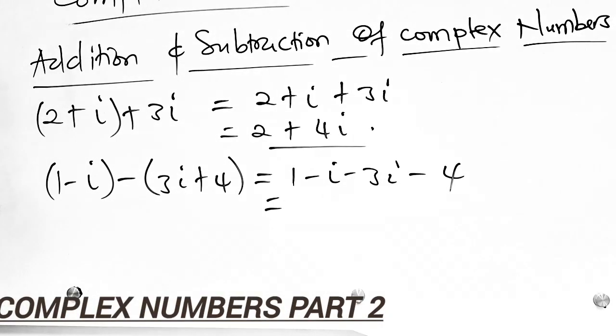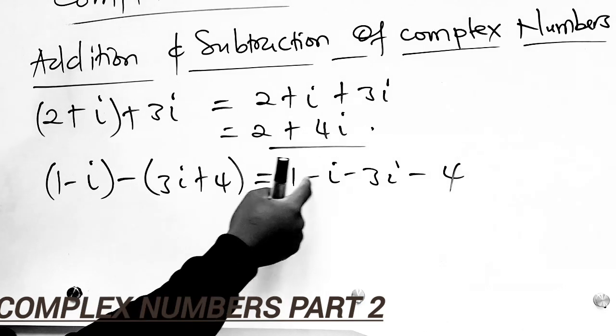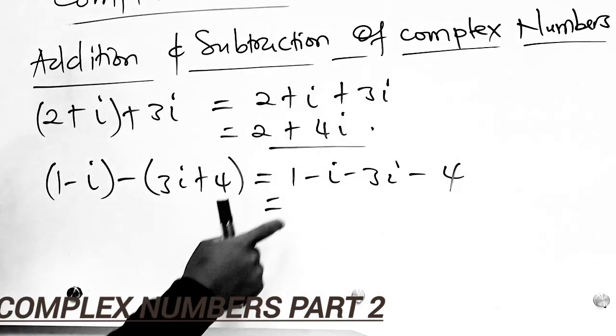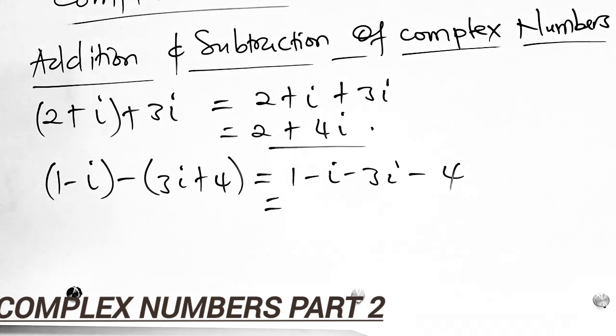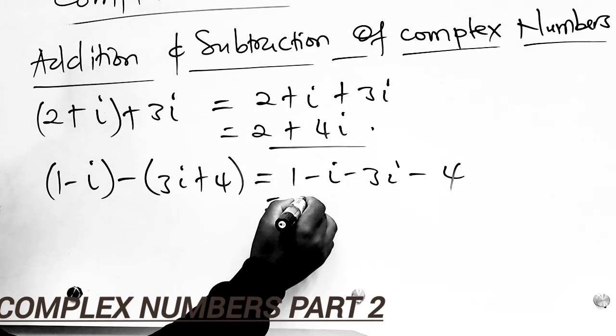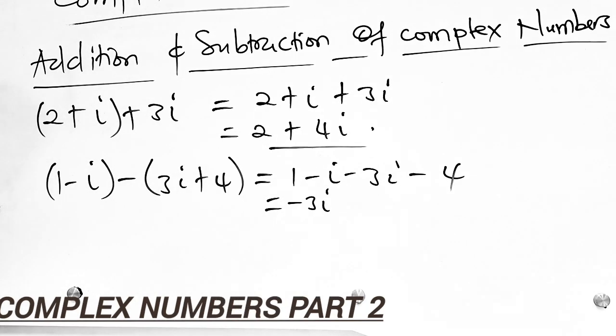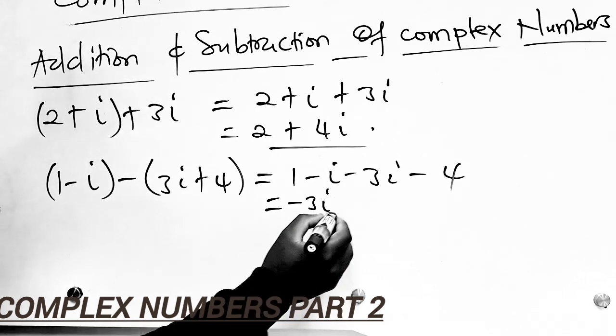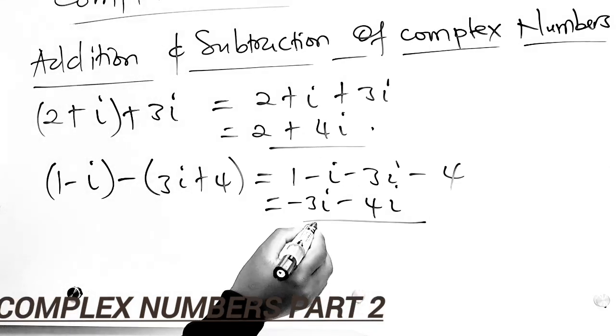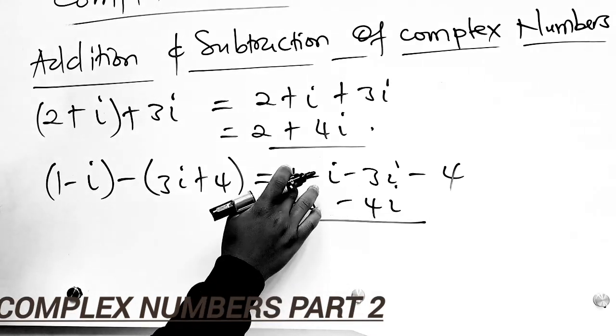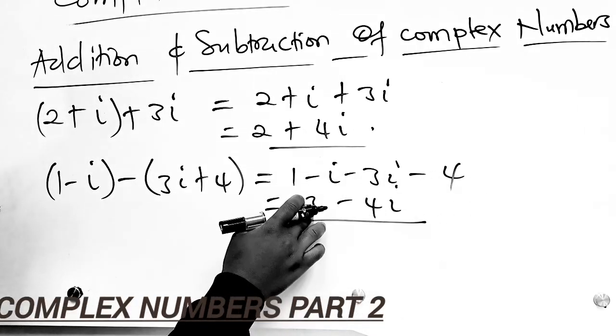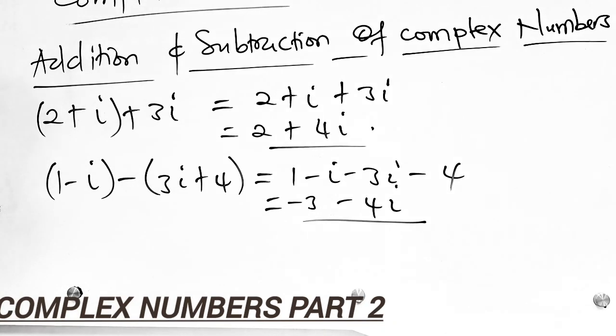Now we add or subtract the like terms. We have real parts and imaginary parts. Minus i minus 3i gives us minus 4i. Oh, sorry, for the real part, 1 minus 4, we get minus 3. So our answer is -3 - 4i.